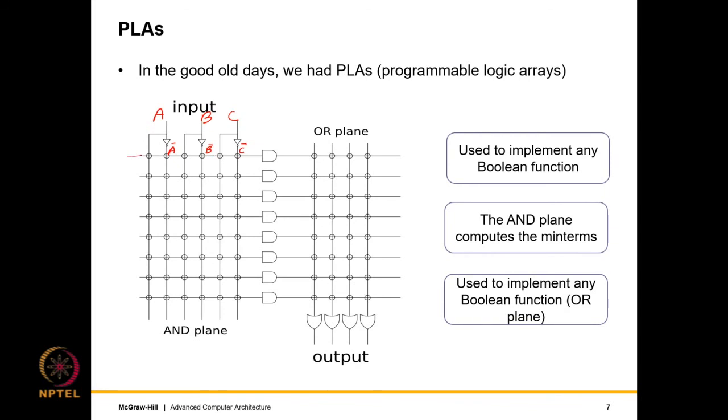What you're seeing in this wire is not a single wire, but actually a group of 3 wires that are going into this AND gate. The first wire is carrying any one of A or A bar, the second one any one of B or B bar, and the third one any one of C or C bar. Essentially the AND gate over here is computing a min term. That is why this is known as the AND plane. Just to remind you once again, this is not a single wire, but a set of 3 wires. Here we are computing the min term.